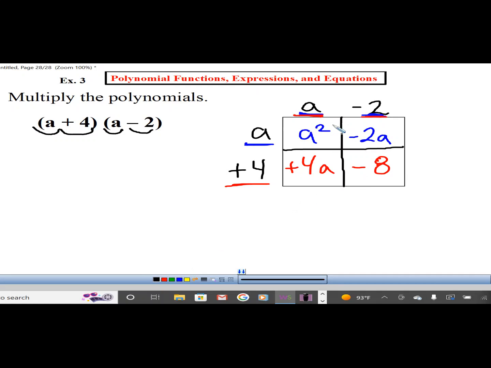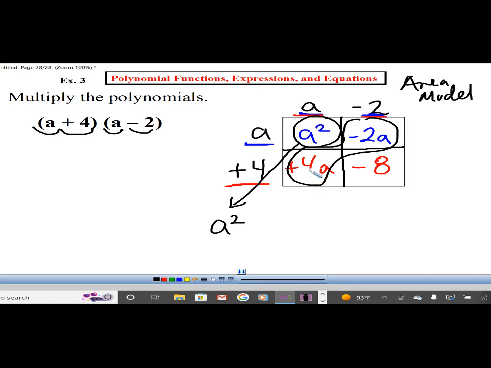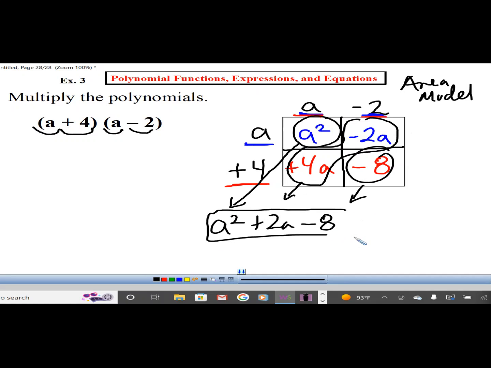All right. What's that? Area model. So we start with a squared. Are there any other a squares? No. Okay, so I bring that down: a squared. Next, these are usually diagonal side by side, and we can combine them. What is 4 minus 2? 2a, that is correct. And last but not least, minus 8. All right, so that's the area model.